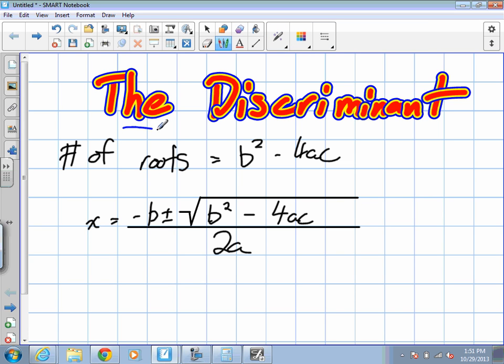Today we're going to talk about the discriminant. And the discriminant is the idea of this formula, number of roots. What do we mean by roots? Yeah, x-intercepts. That's what roots are.